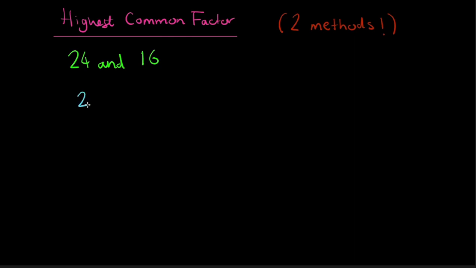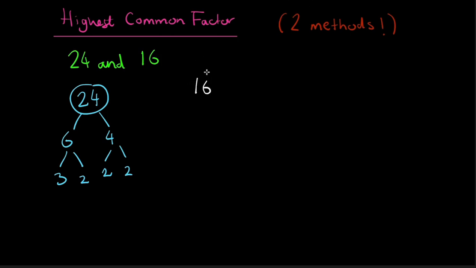So first start with 24. This is the prime factorization method. I have 6 and 4, 3 and 2, 2 and 2. And that's it for 24. And now 16: 4, 4, 2, 2, 2, 2.